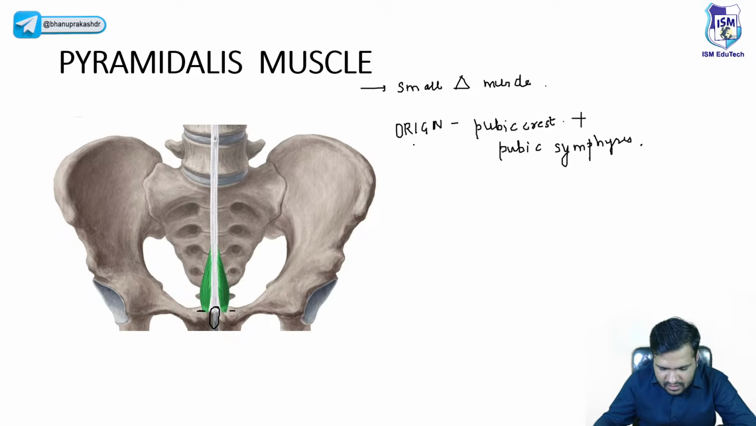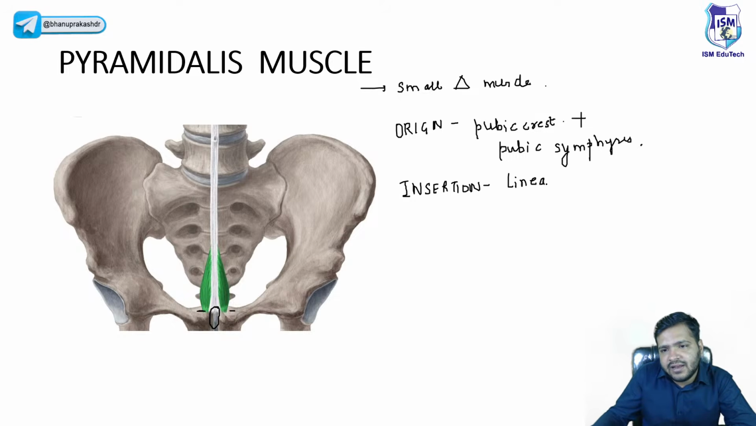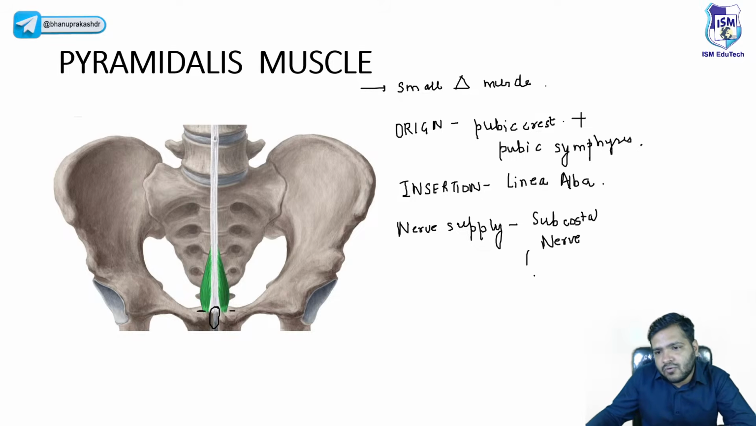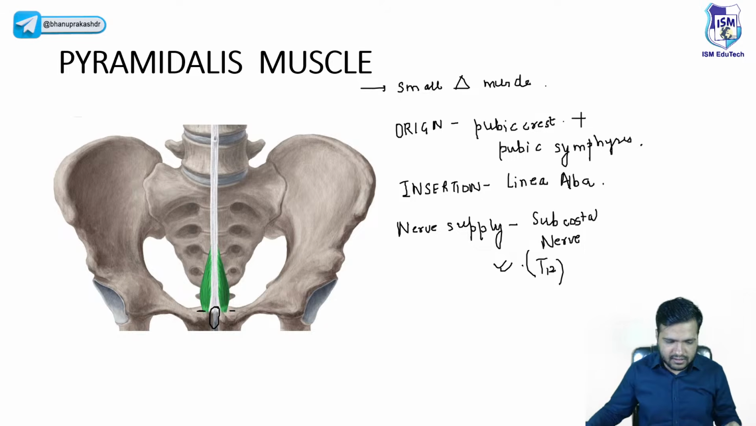And insertion, you already know that it inserts into the linea alba, that is the white line, right? Linea alba. And if we talk about the nerve supply, it is the subcostal nerve, that is T12. Only T12, it is the innervation part or the nerve supply for this particular muscle, right?